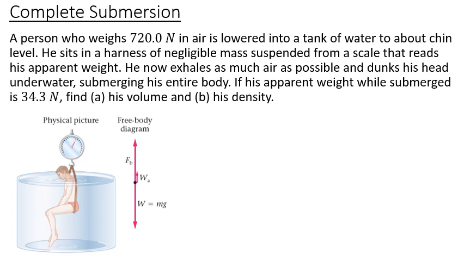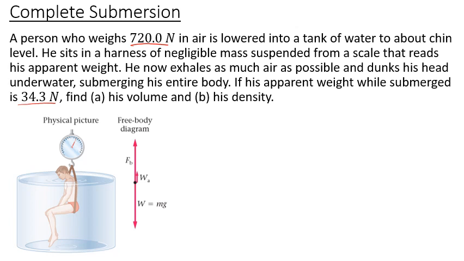The person is sitting on a harness and we have a hanging scale there. When he is sitting on this harness inside the water, this scale reads his apparent weight. The apparent weight is given as 34.3 newtons, and this person actually weighs 720 newtons outside the tank.